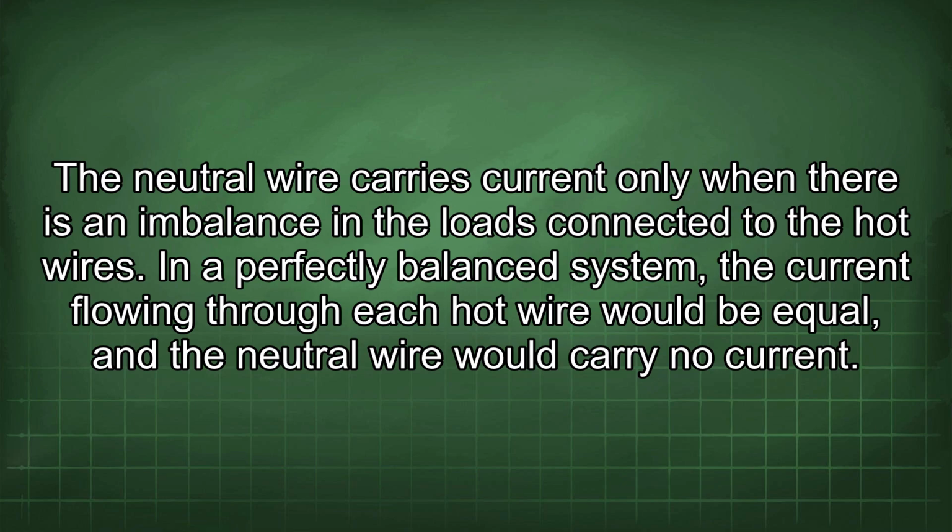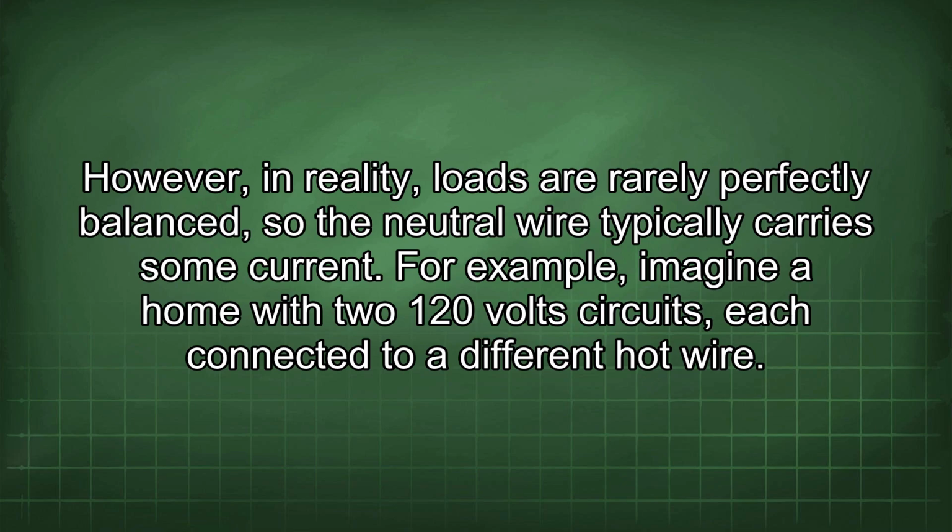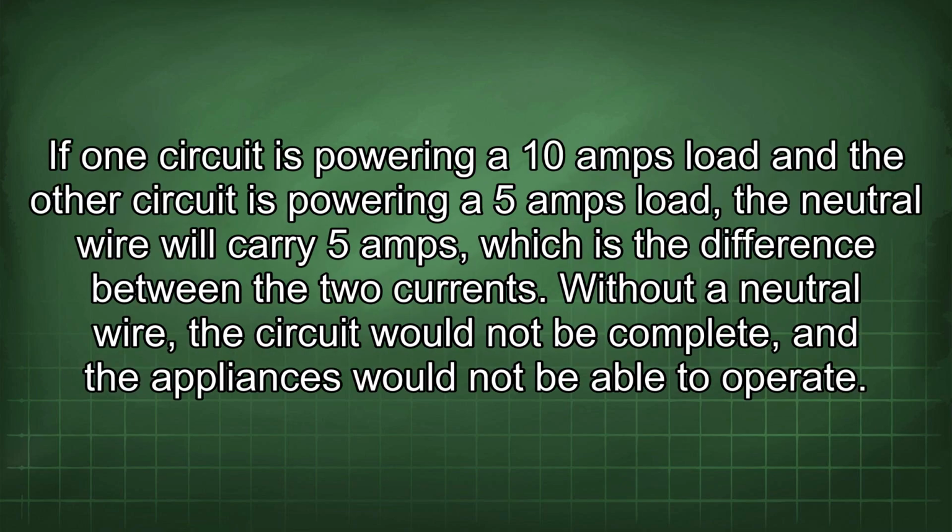The neutral wire carries current only when there is an imbalance in the loads connected to the hot wires. In a perfectly balanced system, the current flowing through each hot wire would be equal, and the neutral wire would carry no current. However, in reality, loads are rarely perfectly balanced, so the neutral wire typically carries some current. For example, imagine a home with two 120-volt circuits, each connected to a different hot wire. If one circuit is powering a 10 amps load and the other circuit is powering a 5 amps load, the neutral wire will carry 5 amps, which is the difference between the two currents.